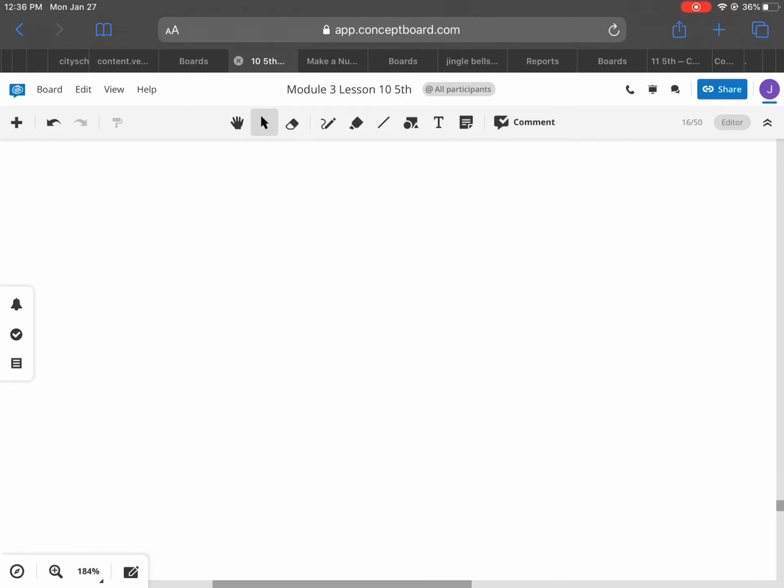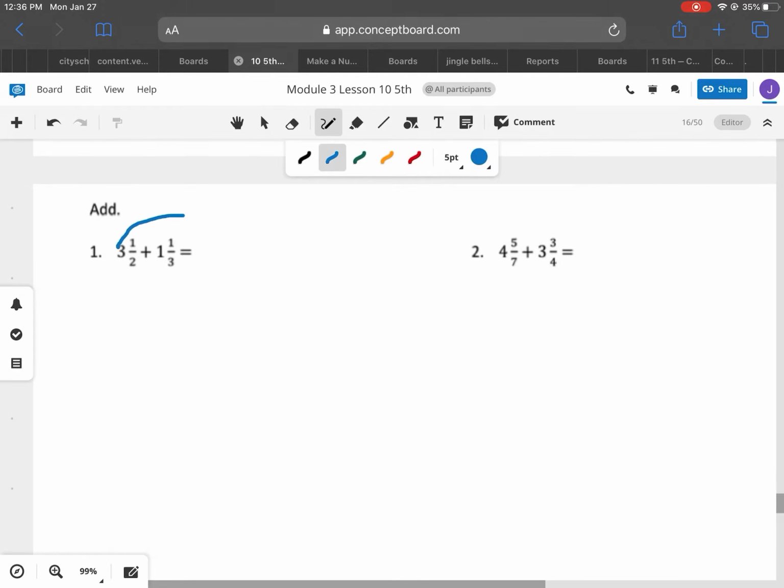First thing we're going to do is we're going to add the whole numbers. And we're going to bring over the fraction. Then we're going to add the second fraction. All right, so now we have our new equation, 4½ plus 1/3. All right, what happened to the one whole number? Well, it went into the 4. 3 plus 1 equals 4.